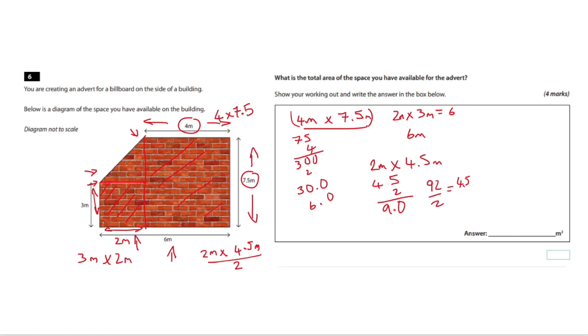So we're going to add that on. So we add that 5 there, we'll bring our decimal place down. 6 and 4 is 10 plus 0, so that would be 10. Bring that 3 down, plus that 1 there, 4. So we've got 40.5. So our answer would be 40.5 metres squared.